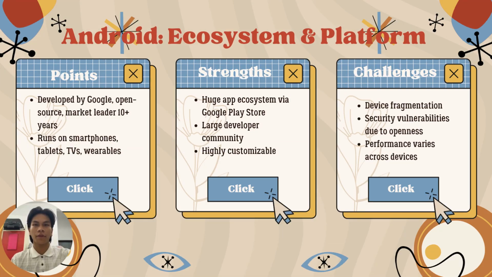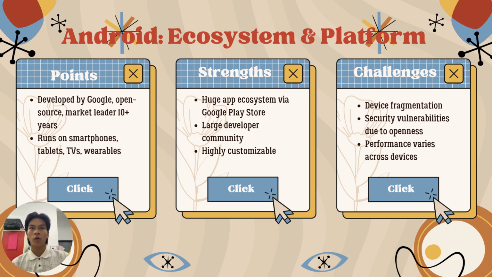Let's start with Android. Android is developed by Google and is an open source operating system. It has been the market leader for more than 10 years and runs on many types of devices such as smartphone, tablet, smart TV and wearable. One of Android's main strengths is its huge app ecosystem through Google Play Store. It also has a very large global developer community and offers high customization for manufacturers and users.